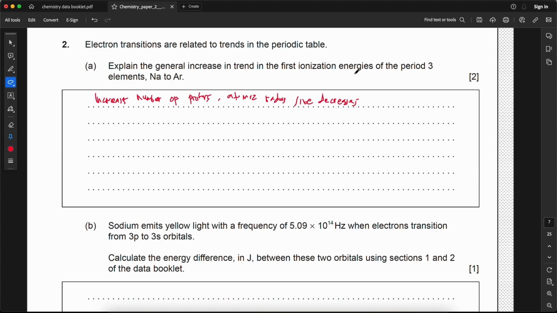So as you go across the period, the number of protons in the nucleus increases, increasing the attraction between the nucleus and the valence electron. The number of electrons also increases, but as these electrons are on the same shell, or the valence electrons are the same, they do not increase shielding. As a result, the first ionization energy will increase.